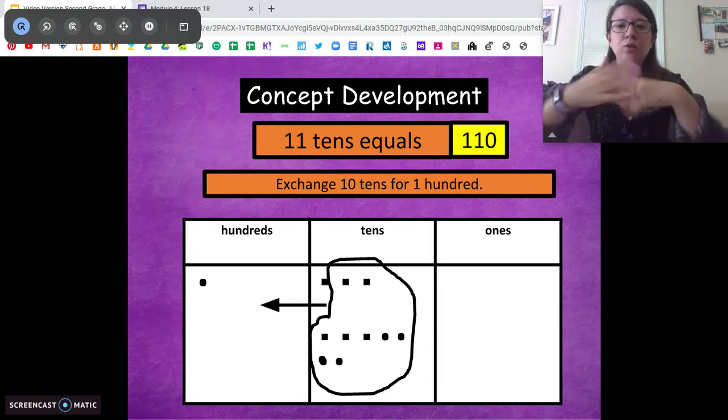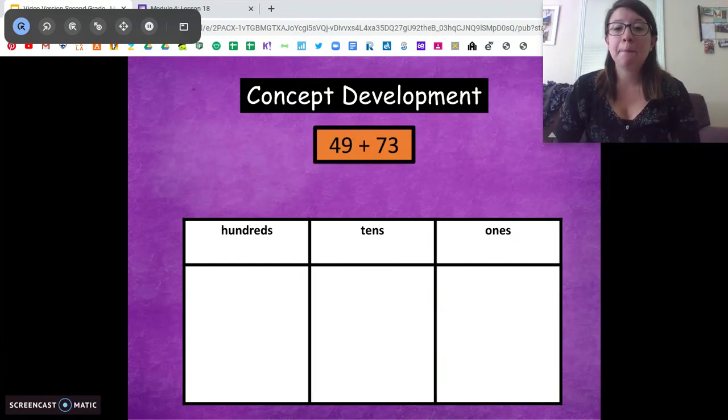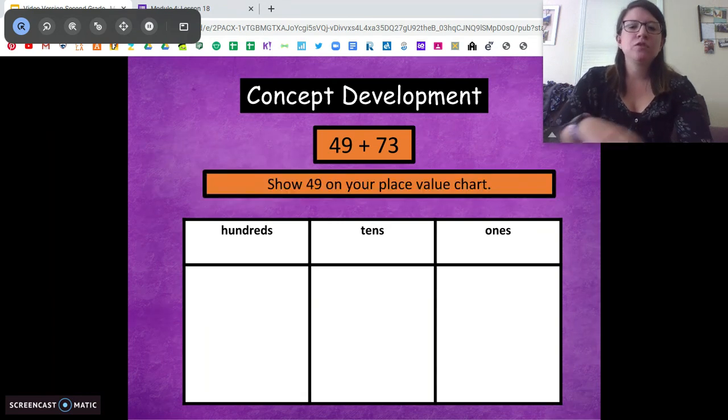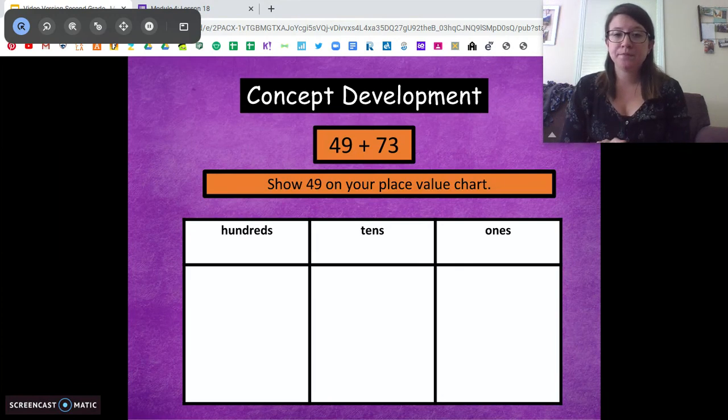All right, let's try another one. So clear your board, and here we go. We're going to try 49 plus 73. So show me 49 on your place value chart. Go ahead and pause and do that.